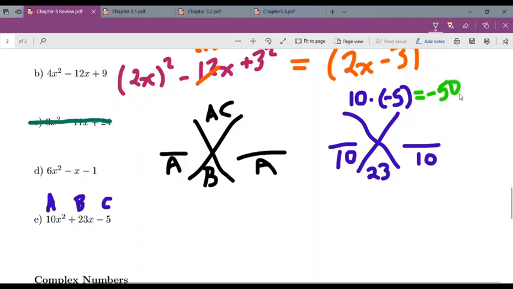Now I need two factors of negative 50 that add to give me 23. It might not seem that obvious at first, and if you need to list the factors out, you can. If you need to come over here to the side and list the factors out, I've got 1 and 50.